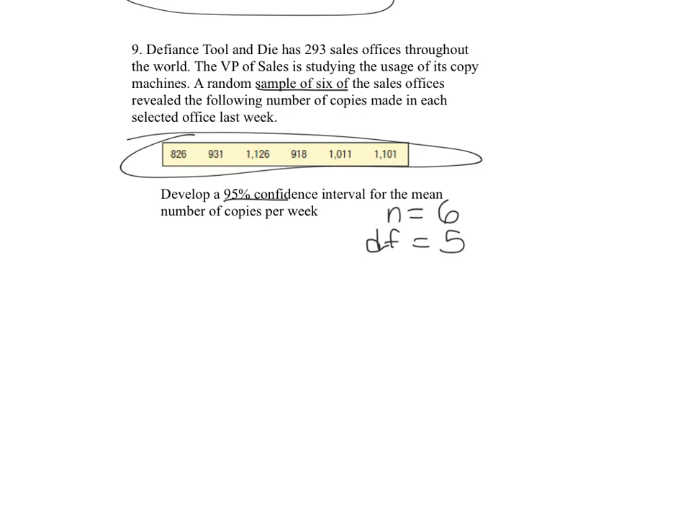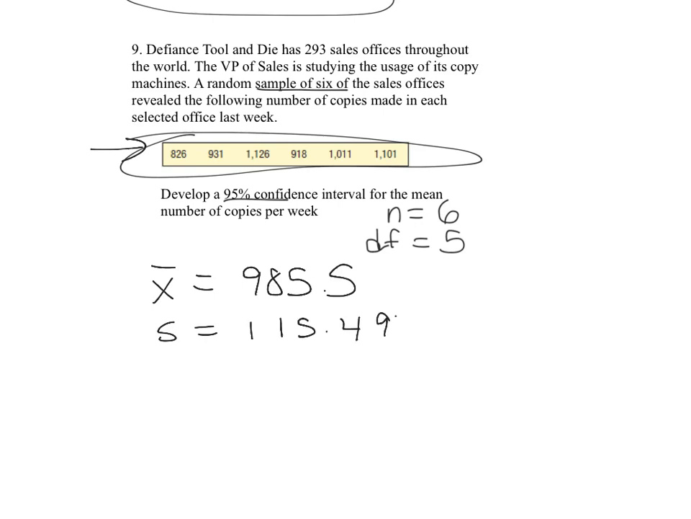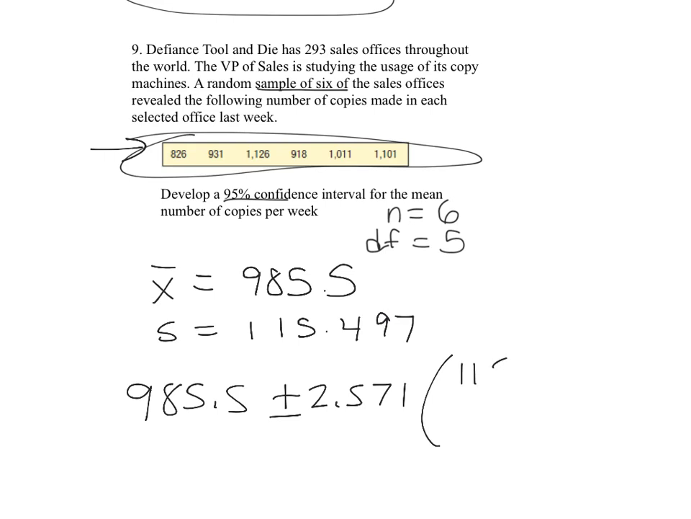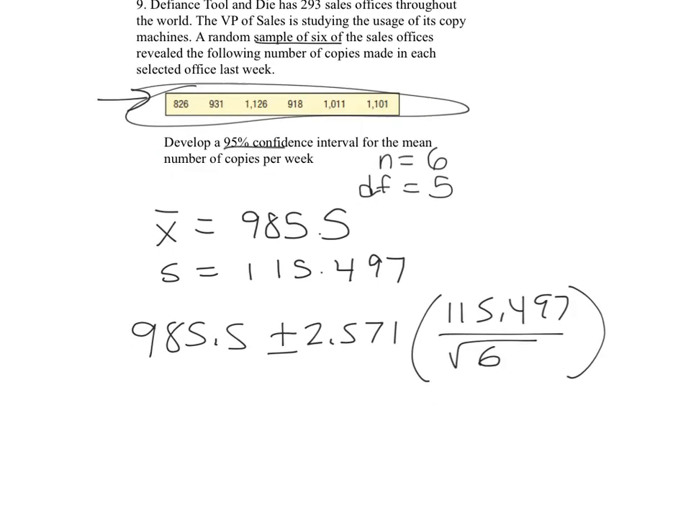So in this case, when we add all these numbers up and divide by n, we get an x bar equal to 985.5 and a standard deviation of 115.497. All right, so let's create our confidence interval. So we have 985.5 plus or minus the t for 95% and degrees of freedom of 5, which is 2.571, times our sample standard deviation over the square root of 6, which is our sample size.